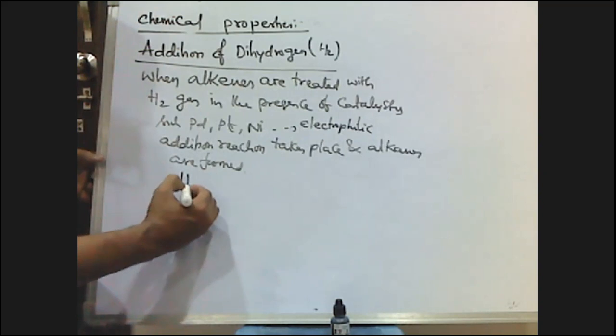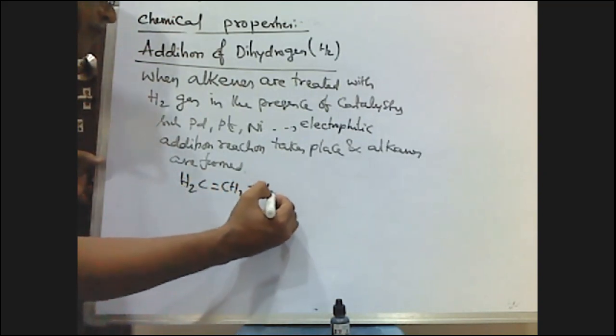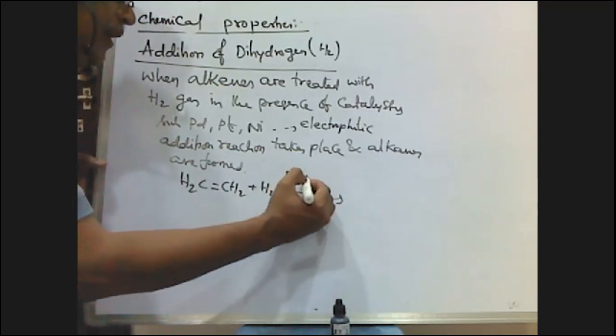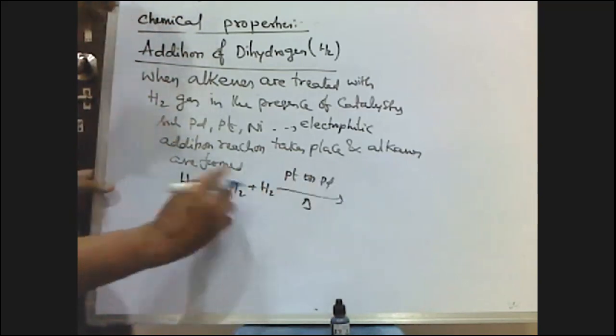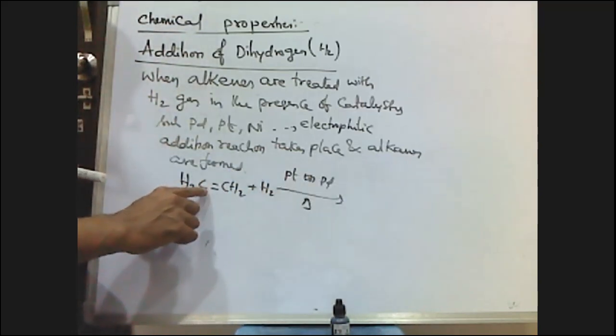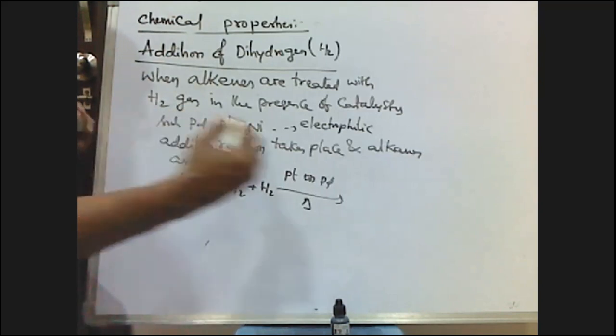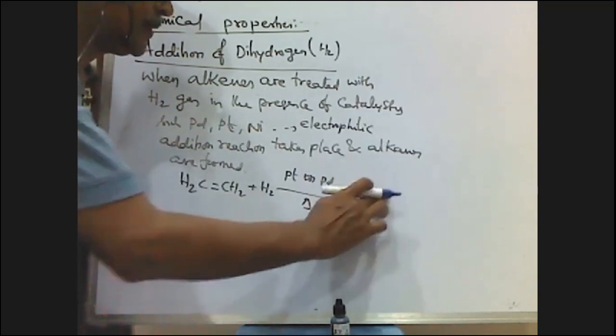So let me take one example. When ethylene is treated with H2 in the presence of palladium or platinum, what is happening is hydrogen is adding. In place of the double bond, one hydrogen adds here and another hydrogen adds here. So you will get ethane.